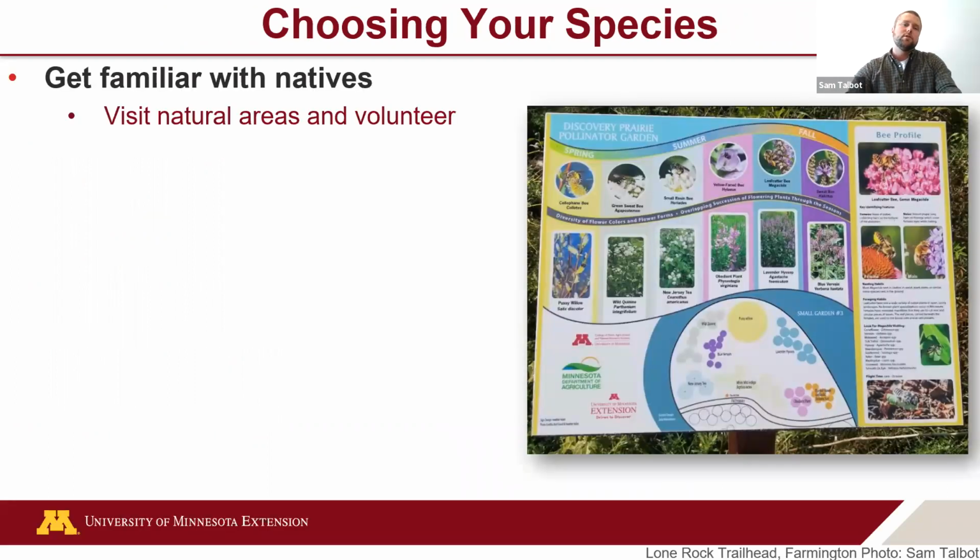And then getting into choosing species. And for me, this is the fun part. So getting to know what's native. I like this example here. This is over at Lone Rock Trailhead in Farmington. Extension has set up some of these informational interpretive signs at different pollinator gardens. So you can see exactly what's growing in that garden and what pollinators are going to be using it. If you're very hands-on and want to see this in action, these are really good examples.